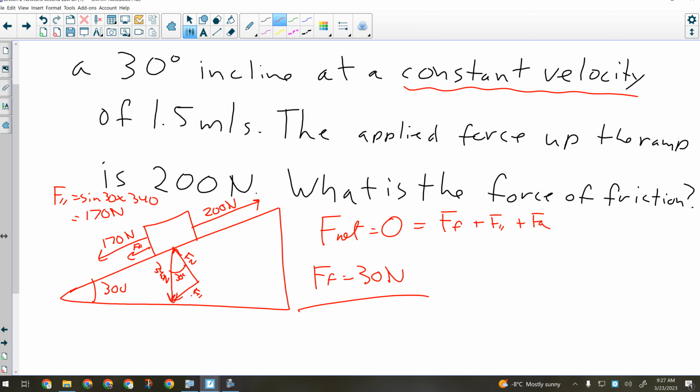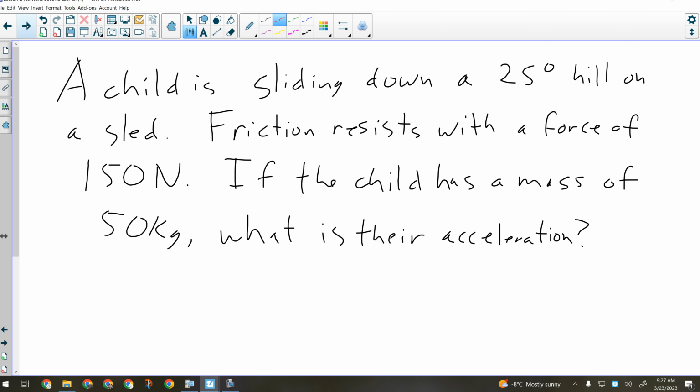Sometimes they are. We've done a ton of questions that really didn't involve a lot of math. They just involve some thinking. All right, questions on that inclined plane? Okay. All right, try this one. Another inclined plane question.